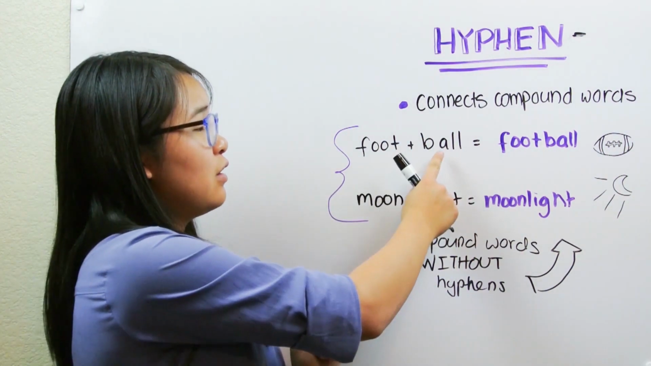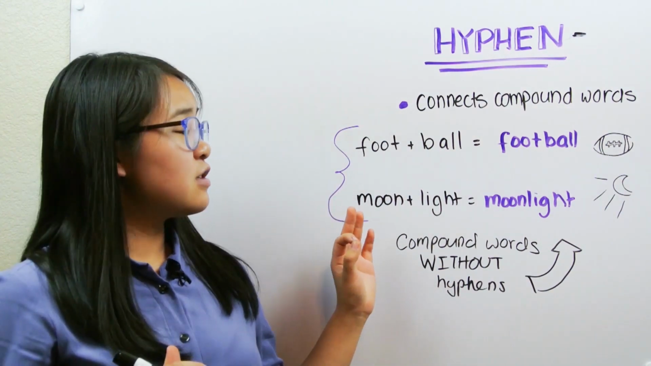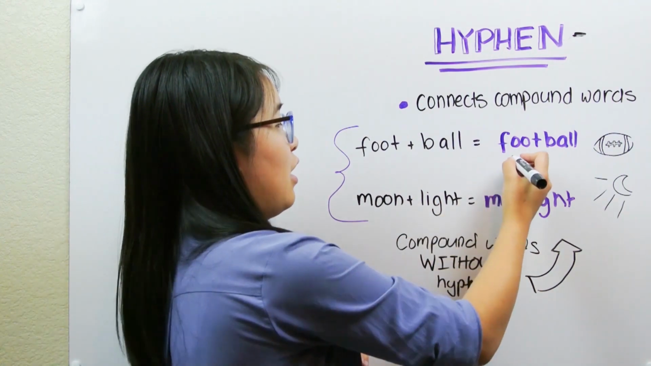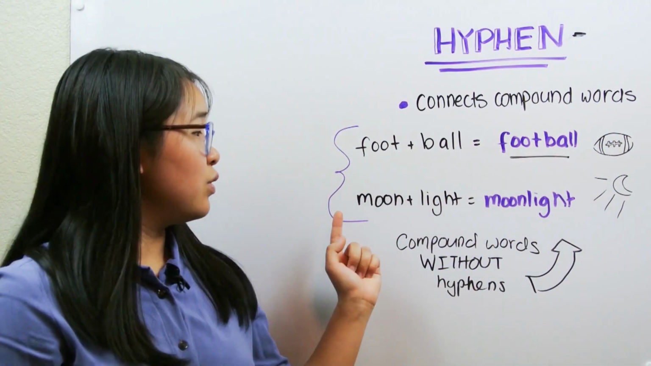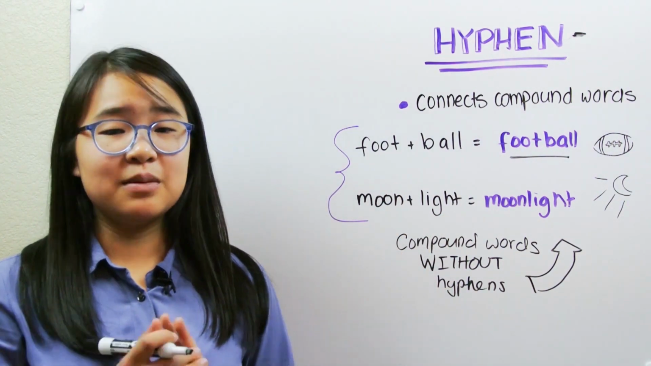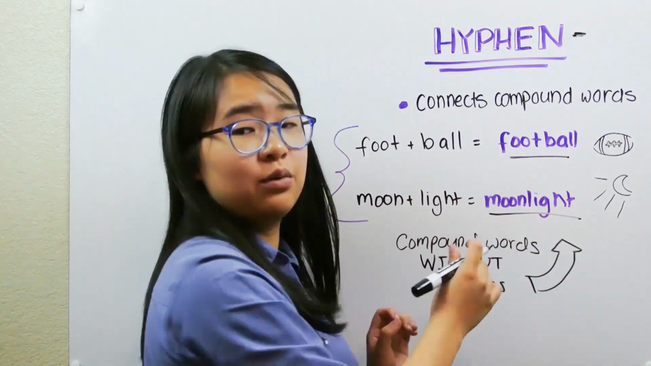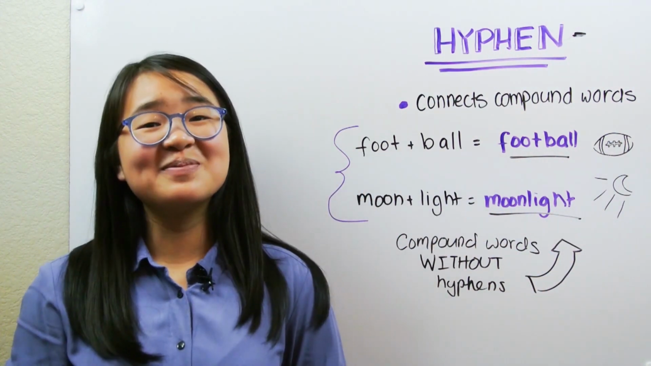Foot and ball are two separate words. But when you put them together, it becomes a compound word. It's the same with moonlight. Moon and light are two separate words. But if you put them together, they become a compound word. It means the light that shines down to us from the moon.